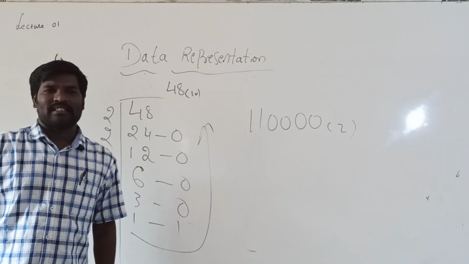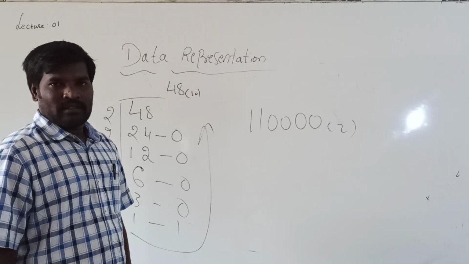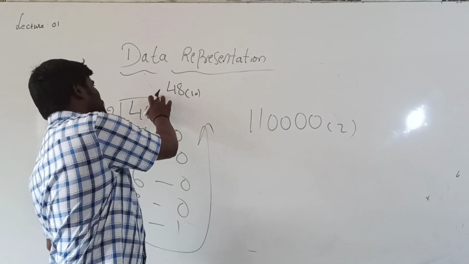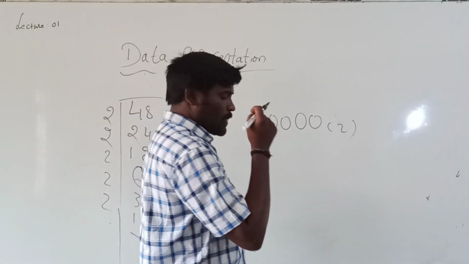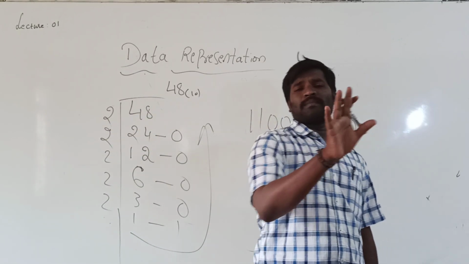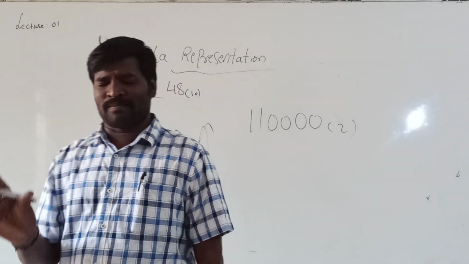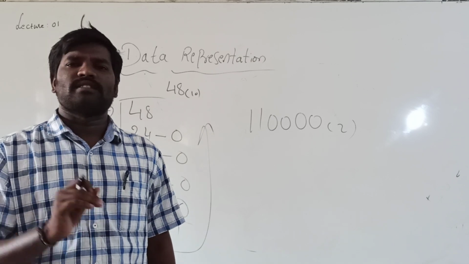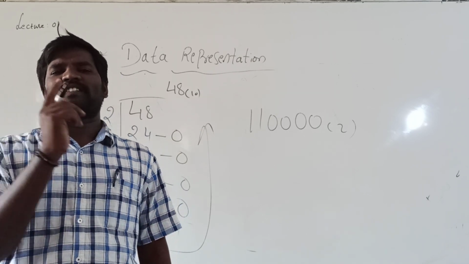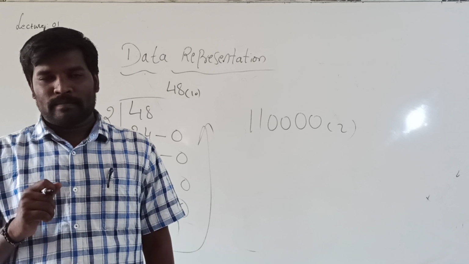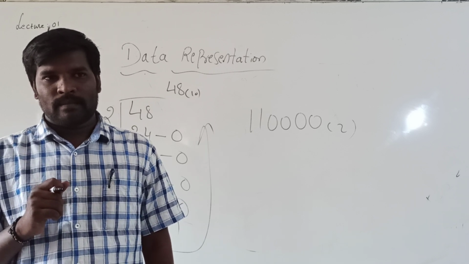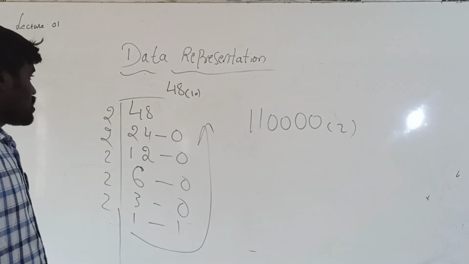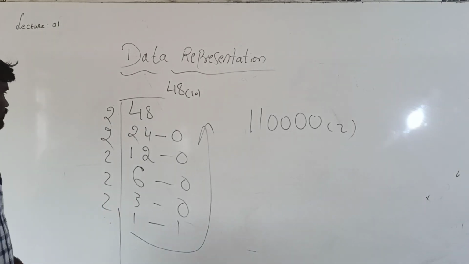So this is the conversion from decimal to binary. All the examples can be solved using this method only. Whatever the number may be, either even or odd, you can just divide the number by 2. This is the method to convert from decimal to binary. Next example.